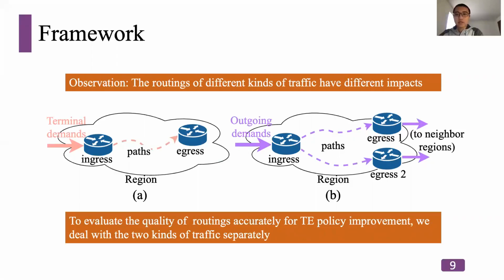Clearly, the routing of terminal traffic directly affects the status of the current region, while the routing of outgoing traffic affects the status of not only the current region, but also the other regions, especially neighboring regions, because outgoing traffic leaving the region from different border routers has different effects on the other regions. To make the agents learn a good policy for good TE performance, we need to evaluate the quality of routings accurately. Thus, we decided to introduce 2 types of DeepRL agents for each region and provide them with different reward structures.